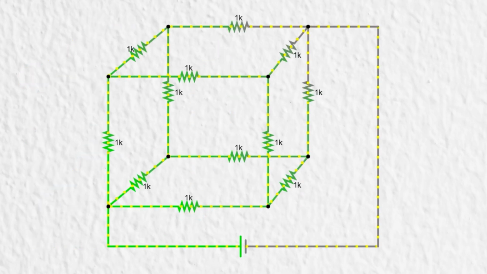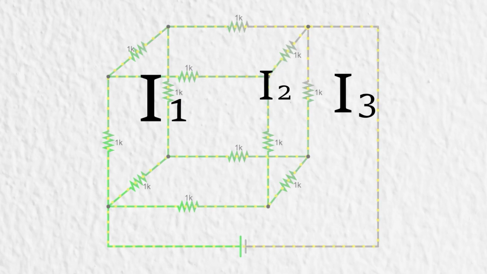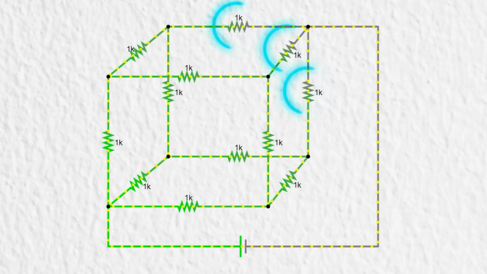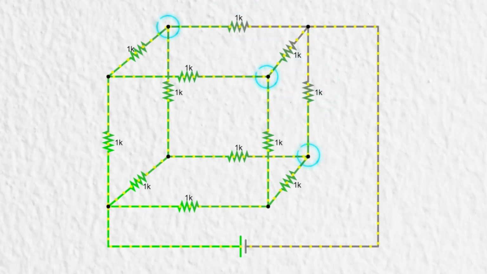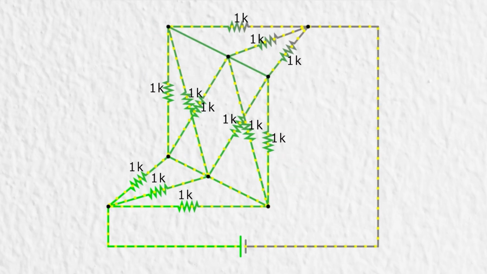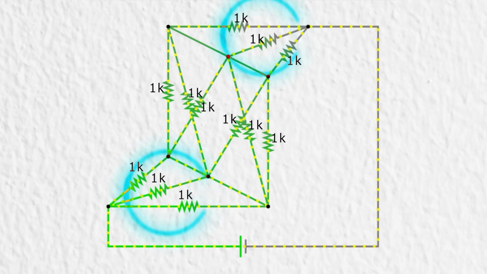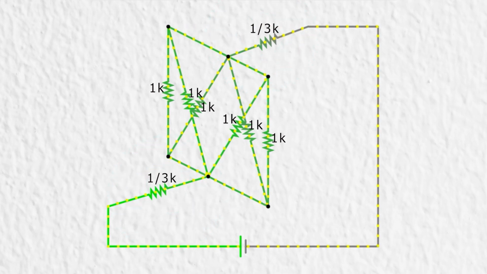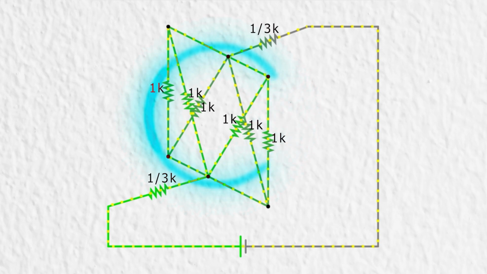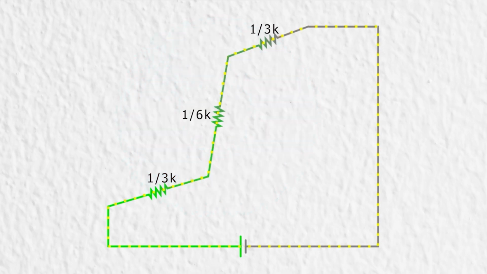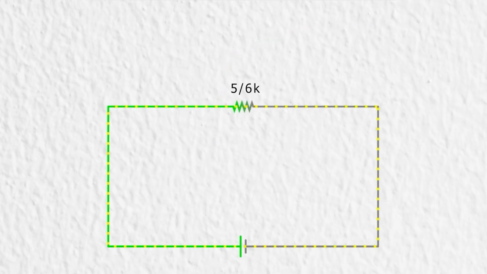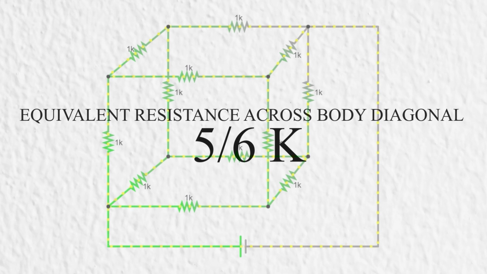Similarly, at the other end where the currents I1, I2, I3 combine as I, since all these currents are equal, the drops in these resistors are equal, making these points equipotential. Now merging the equipotential points, we get an equivalent circuit like this. These three resistors are in parallel, which reduces to an equivalent of 1 by 3 K. Similarly, here these 6 resistors are in parallel, which becomes 1 by 6 K. Now 1 by 3 K, 1 by 6 K and 1 by 3 K are in series, giving us a total of 5 by 6 K. Hence, the equivalent resistance across the body diagonal is 5 by 6 K.